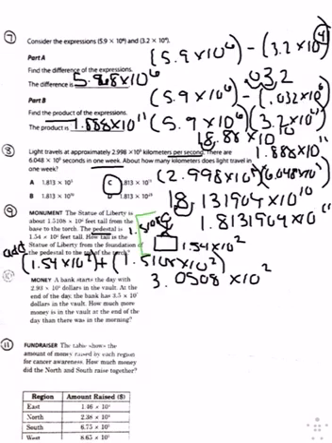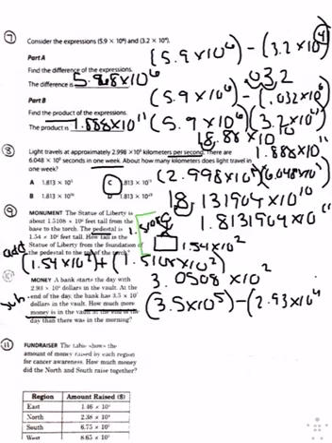Number 10. A bank starts the day with 2.93 times 10 to the 4th dollars in the vault. At the end of the day, the bank has 3.5 times 10 to the 5th dollars in the vault. How much more money is in the vault at the end of the day than there was in the morning? When we're talking about how much more, that means subtract. So I'm going to subtract 3.5 times 10 to the 5th minus 2.93 times 10 to the 4th.